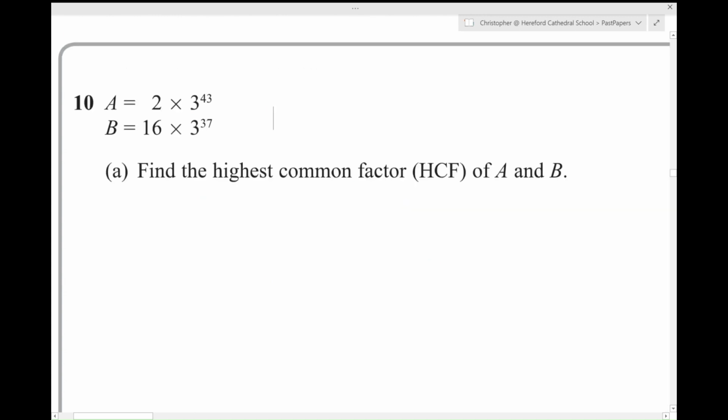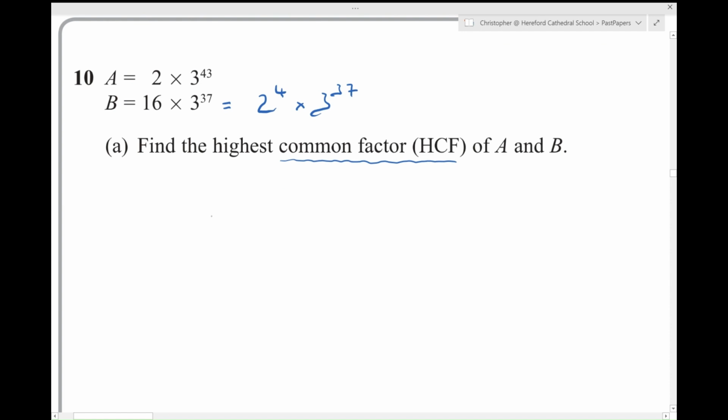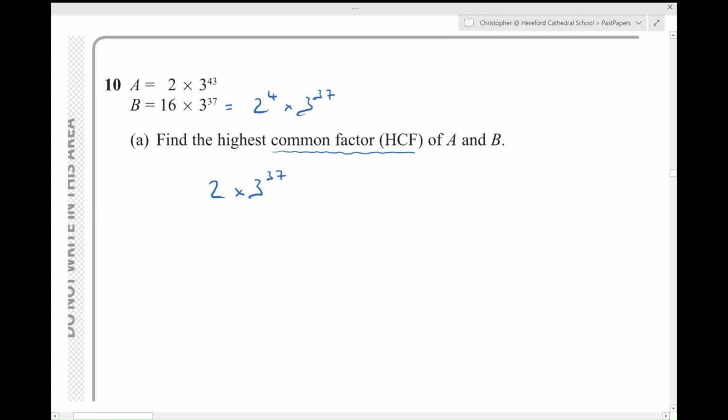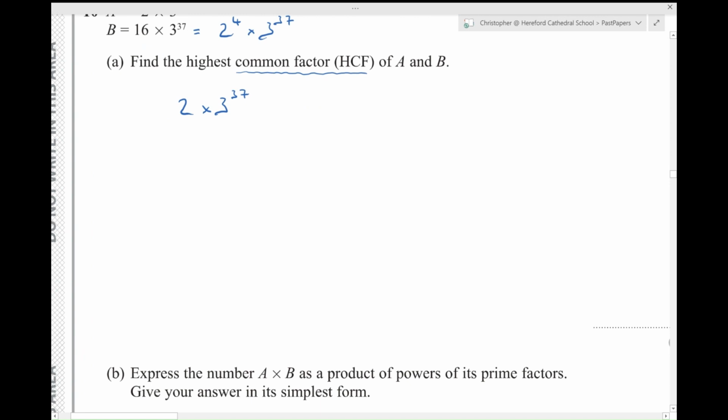Question 10. Find the highest common factor of a and b. Well, a is already written in terms of its prime factors, but b is not. So I'm going to change that to 2 to the power of 4 times 3 to the power of 37. Now, I can see that they both have 2 to the power of 1 as a factor, and they both have 3 to the power of 37 as a factor. So that is the highest common factor of a and b.